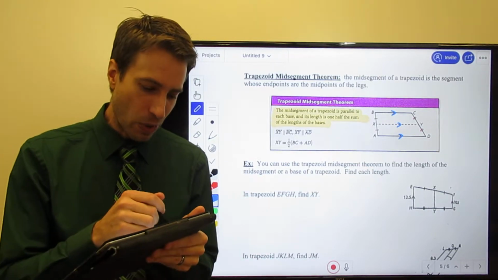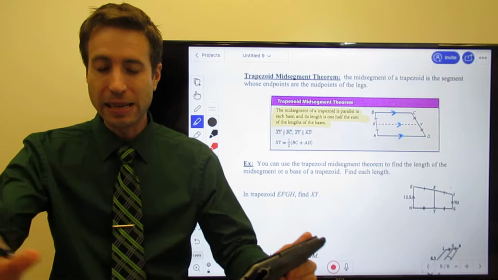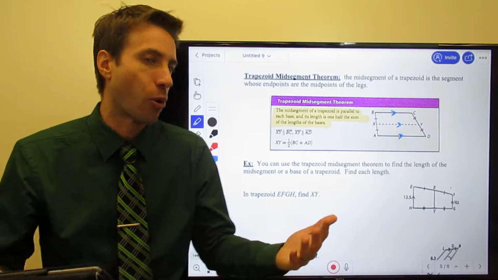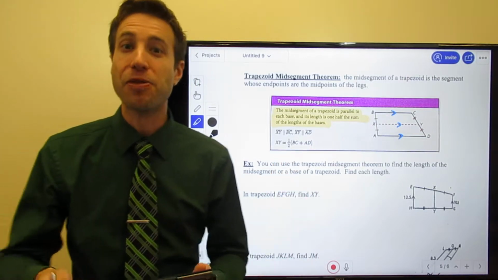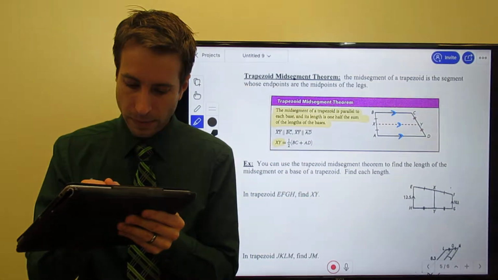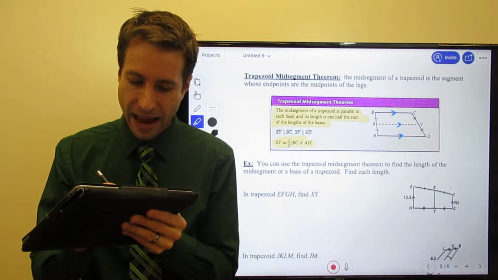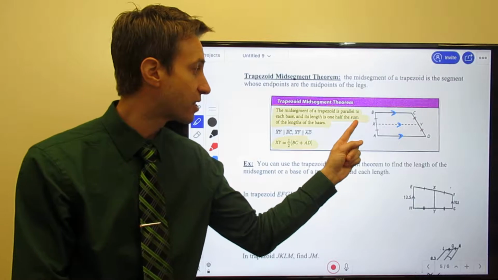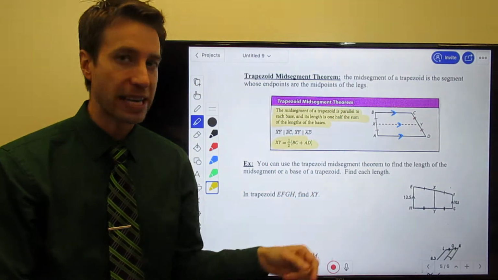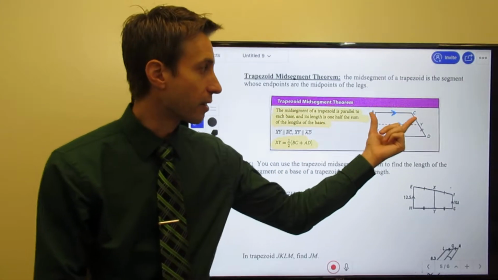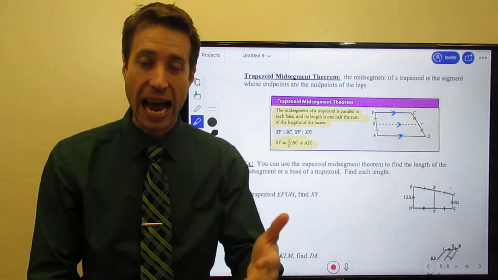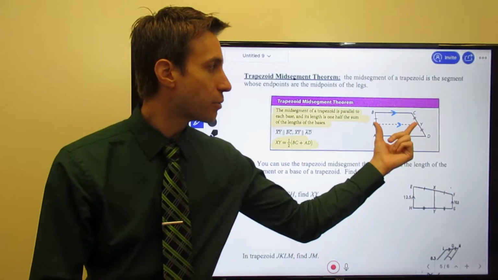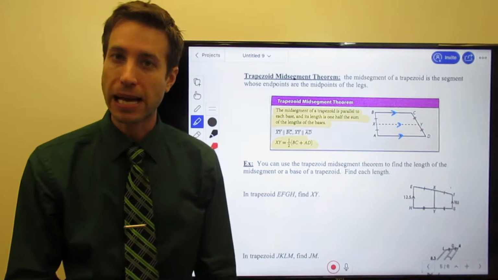Then, as important as that is, the more important one, really what we're going to use the majority of the time, is this. The mid-segment is equal to 1/2 the sum of the lengths of the bases. So you will take the lengths of the bases, add them together, and divide by 2. That will get you the length of the mid-segment.